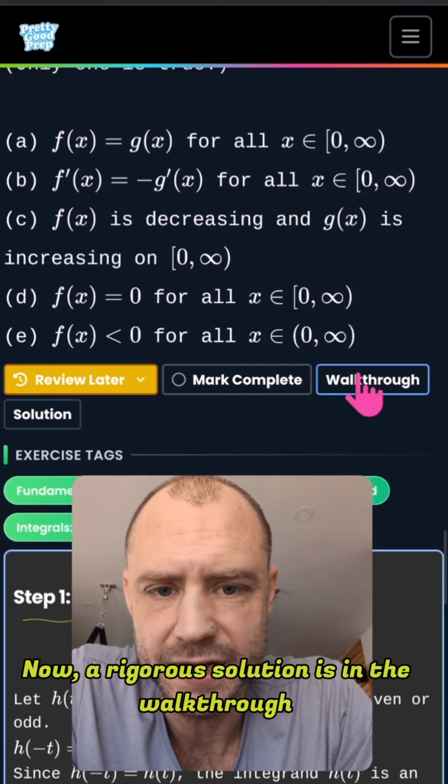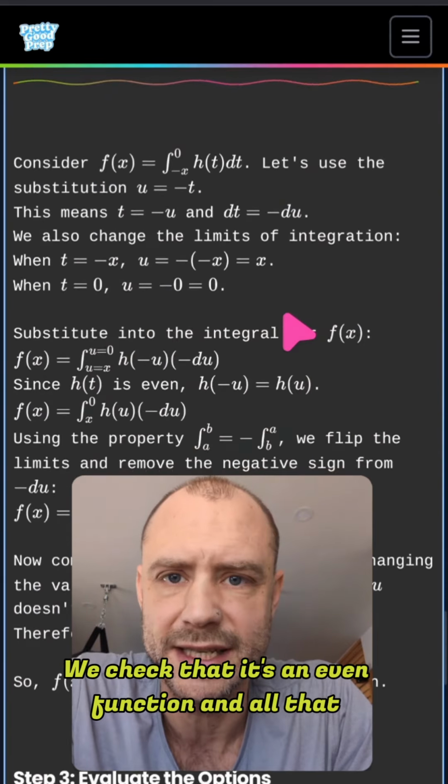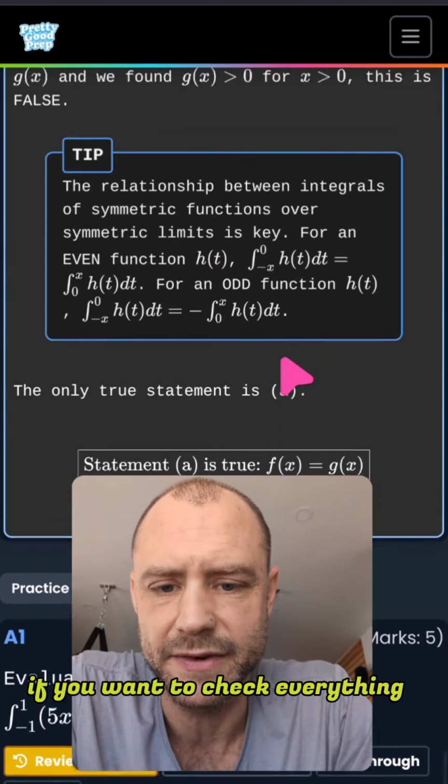Now, a rigorous solution is in the walkthrough. So you just click on the walkthrough and you see the rigorous solution. We check that it's an even function and all that, but it's all there for you. Again, very rigorous if you want to check everything, but the answer is A.